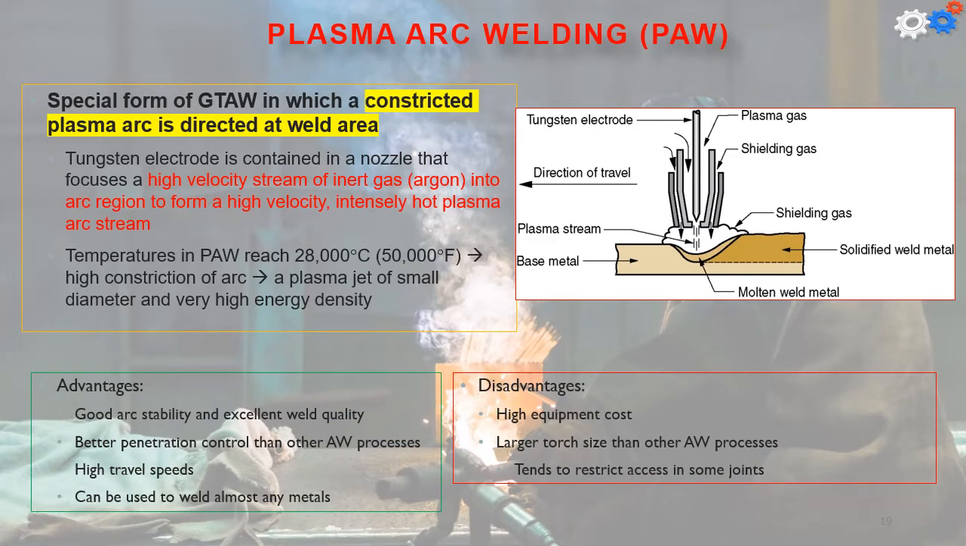The advantages of plasma arc welding are good arc stability and excellent weld quality. It has better penetration control than other arc welding processes, high travel speed, and can be used to weld almost any metals. The disadvantages are the high equipment cost and also the large torch size compared to other arc welding processes, and this tends to restrict access to some joints.